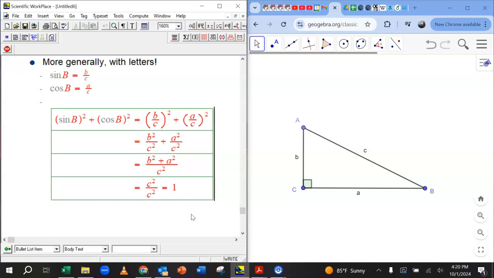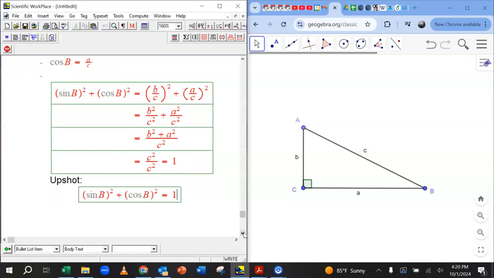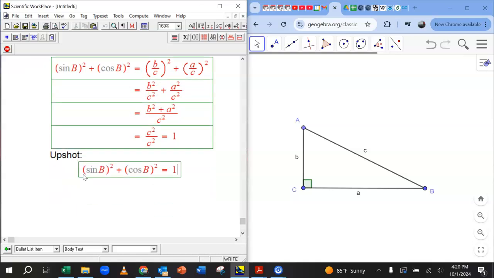And so the upshot, to summarize: whenever you take any angle, and you even get a little more general with sine and cosine than we do in this class eventually, but even then it's still true. It's always true that the square of the sine of b and the square of the cosine of b, and it has to be the same angle, that's really important, when you square those numbers and add them, equal 1.